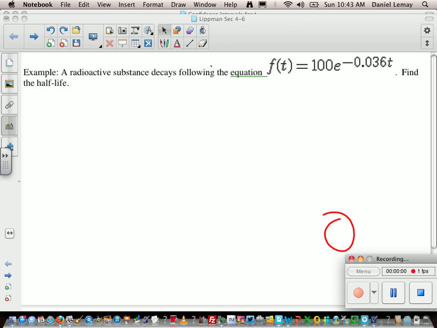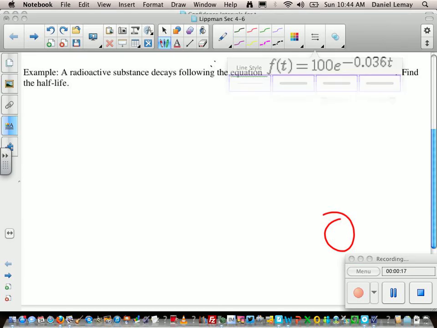So radioactive decay and half-life are related. If you're taking chemistry, or have taken chemistry, you probably are somewhat familiar with this. What we're doing is we're losing material at some rate, and when we're talking about half-life, we want to find out when half of it's left.